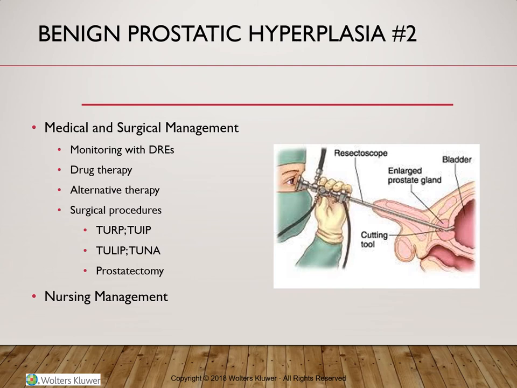So what can we do to treat BPH, or benign prostatic hyperplasia? We have medical and surgical treatments depending on the stage of prostate hyperplasia. For the early stages, we just monitor those patients and they will need to have periodic digital rectal exams. We can add in some cases drug therapy, and one of them is called terazosin or Hytrin. This is a type of alpha adrenergic blocker that relaxes the muscle in the prostate to relieve the urinary symptoms.